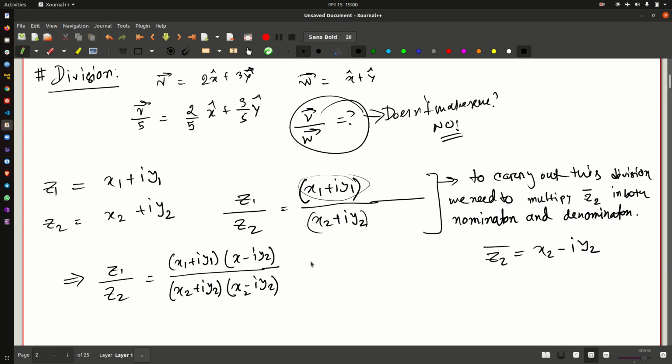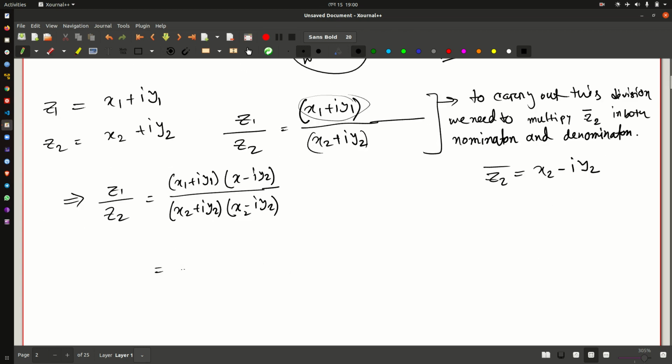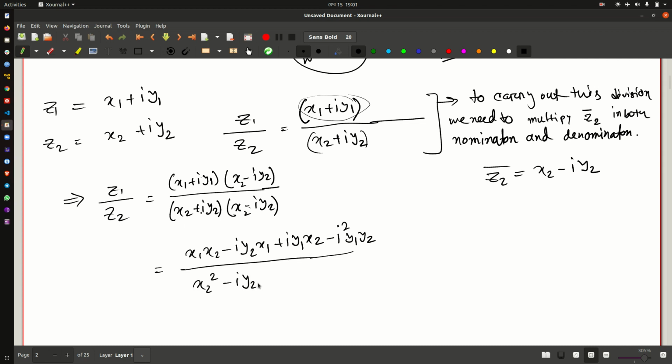And now if you multiply these two and these two, in the numerator you'll have x1 x2, then you'll have minus i y2 x1 plus i y1 x2 minus i squared y1 y2, and in the denominator you'll have x2 squared minus i y2 x2 plus i y2 x2, and finally you will have minus i squared y2 squared.